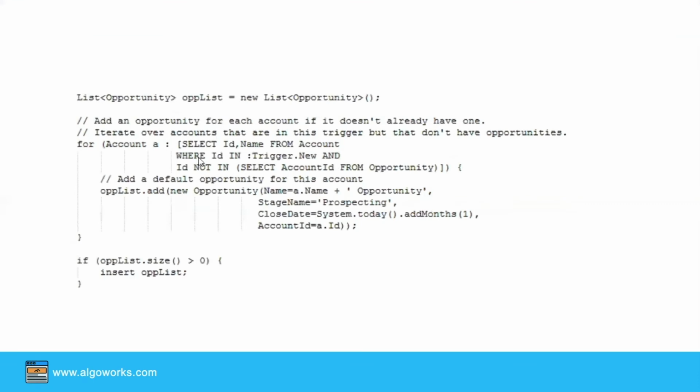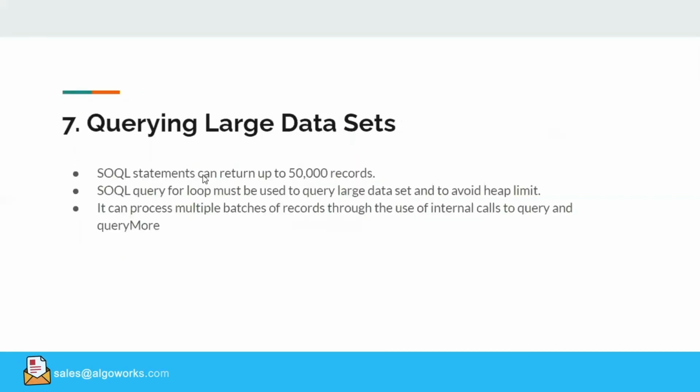In this example, you will see we have written SOQL with a for loop, not inside a for loop, but with a for loop. So here we are making a query on account where we are checking the IDs in trigger.new and IDs not in the account ID from opportunity. That's one example of how we can use SOQL with a for loop.